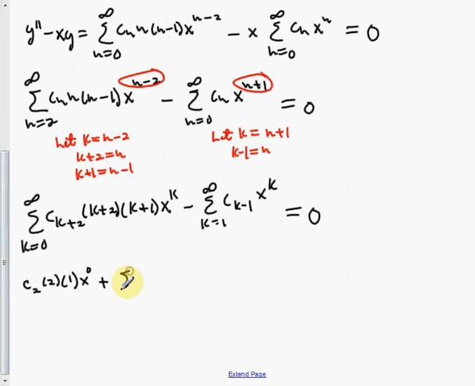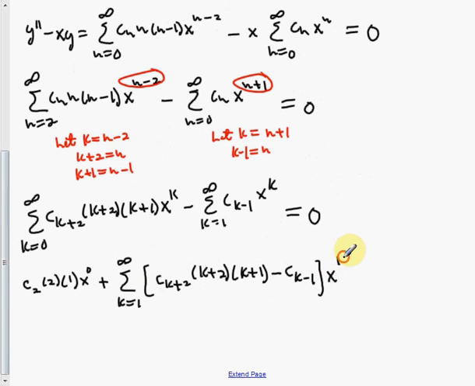plus the summation as k goes from 1 to infinity. Go ahead and just do the factoring because we're going to have everything common, right? This is one summation. This is c sub k plus 2 times k plus 2 times k plus 1, minus c sub k minus 1, all times x to the k, and all of this is equal to 0.